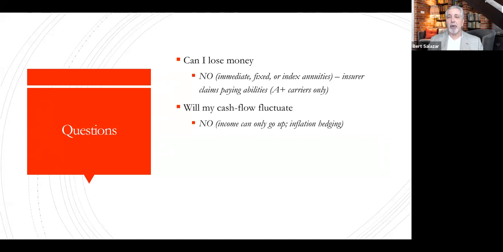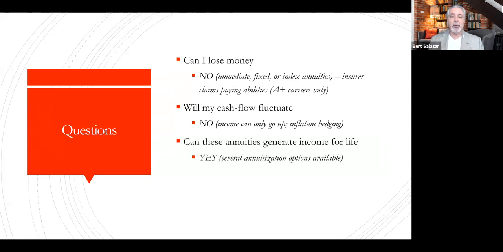Will my cash flow fluctuate? And the answer is no. Income can only go up. And as a matter of fact, any time that the market does well, your income will actually go up as well. But in the years where the market loses money, your income will stay at the level that it was from the previous year. So that gives you a lot of inflation hedging on your income as well from that perspective. Can these annuities generate income for life? Absolutely.